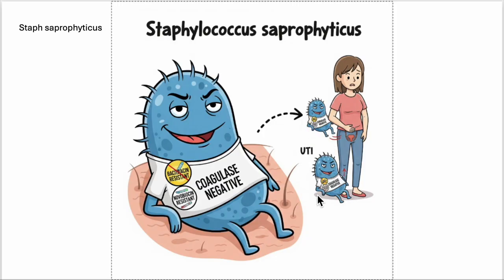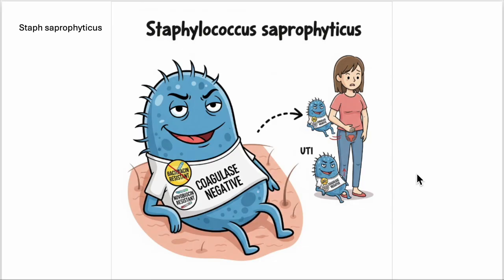It also causes UTI, but this is going to be the second most common cause. This is just kind of in healthy young women or older males. It's not necessarily hospital related. It's normal skin flora and mucous membranes. I'm trying to think if there's anything else that we need to know about staph saprophyticus. Novobiocin resistant is the biggest thing because that separates it from staph epidermidis. Staph epi is novobiocin susceptible.